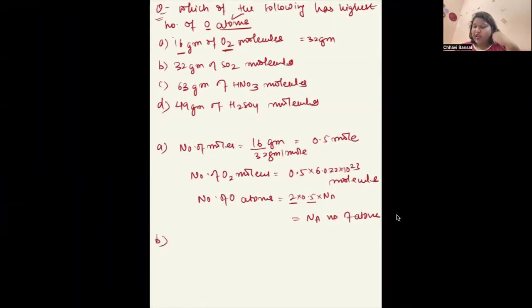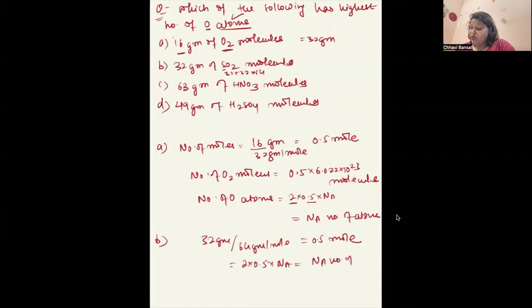Same way for part B, I'm just doing the calculation directly. 32 gram divided by the mass of SO2, 32 plus 32, which is 64 grams per mole, which gives us 0.5 mole again. And then each molecule has 2 oxygen atoms. So this will also give 0.5 into 2, which is Avogadro's number of oxygen atoms. So these both are the same.